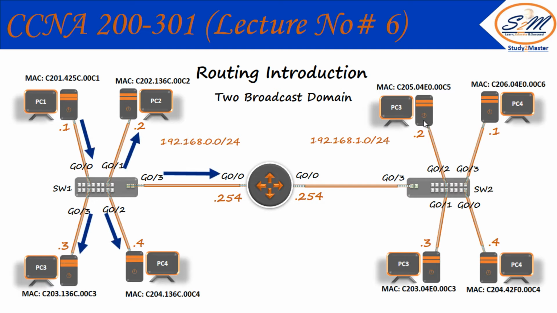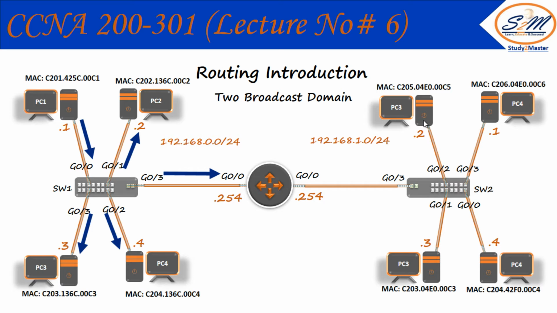Now PC1 sends a frame on its interface Gig 0/0. Now the switch receives it and learns its MAC address. The switch broadcasts the frame out of all its interfaces except the one on which it was received. But here, between these two LANs, we have a router. The router does not forward a broadcast message to the other computers. So with a layer 3 address, we send from one computer to another computer, from one network to another network.